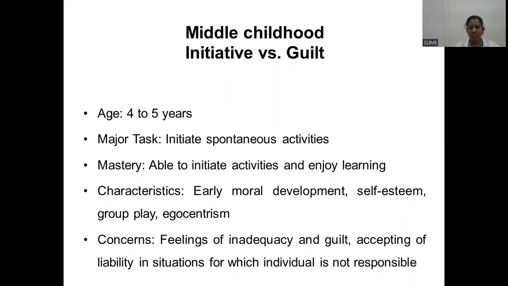So middle childhood is initiative versus guilt. The age is 4 to 5 years. The major task is initiative and spontaneous activities. Mastery is being able to initiate activities and enjoy learning. Characteristics are early moral development, self-esteem, group play, and egocentrism. Concerns are feelings of inadequacy and guilt, and accepting liability in situations for which the individual is not responsible.